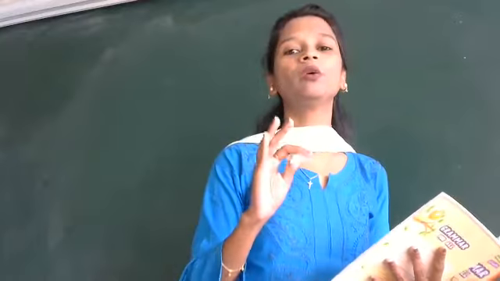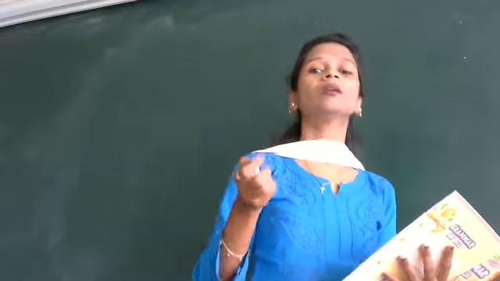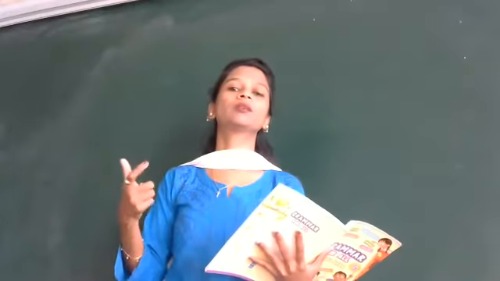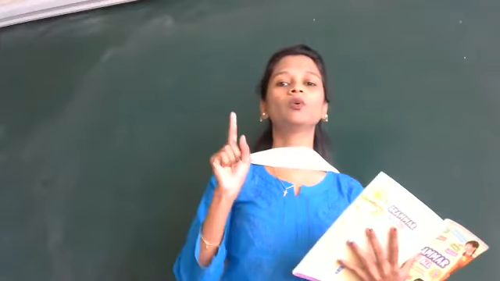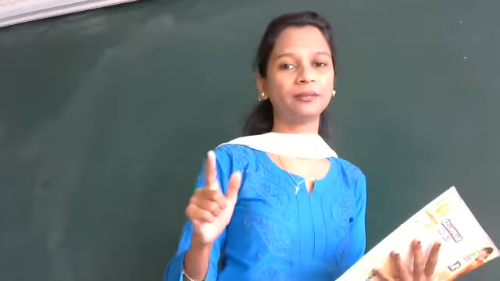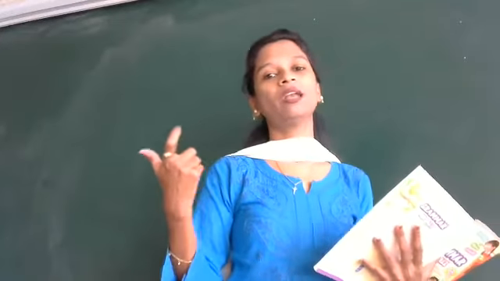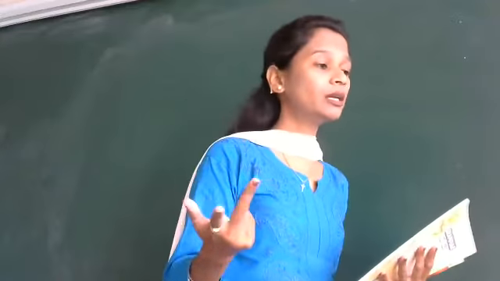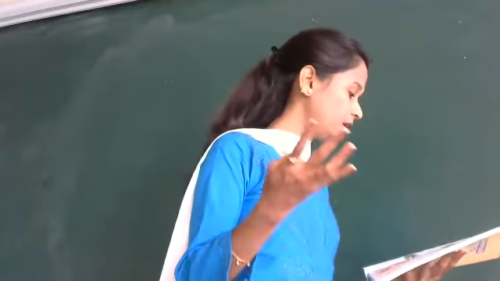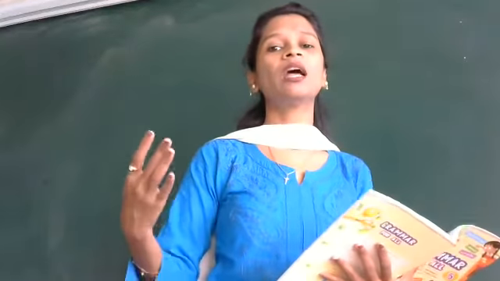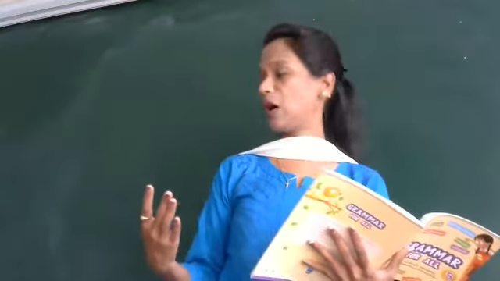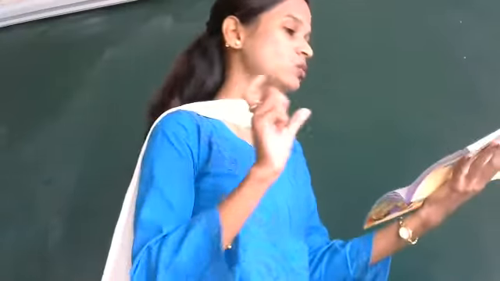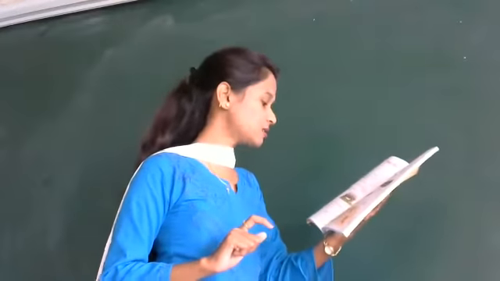Next, when the countable noun is singular, we use a or an. And when it is an uncountable noun, we use more, few, little, some, many, less, enough. We use such words when it is an uncountable noun. So this was what we completed in yesterday's class.